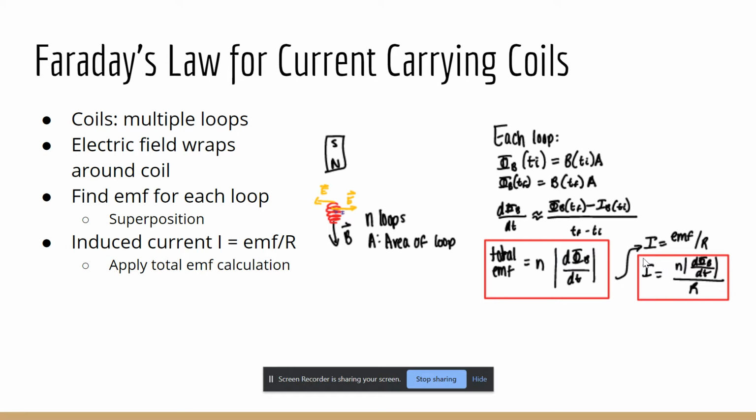We can then break it down by each individual loop to get the total EMF, which is the number of loops n times the absolute value of dΦ_B/dt, which is the derivative of the magnetic flux. And another thing that we already knew was that I equals EMF over R, so we could then apply our new expression for the total EMF for the coil to get the induced current of the entire coil.